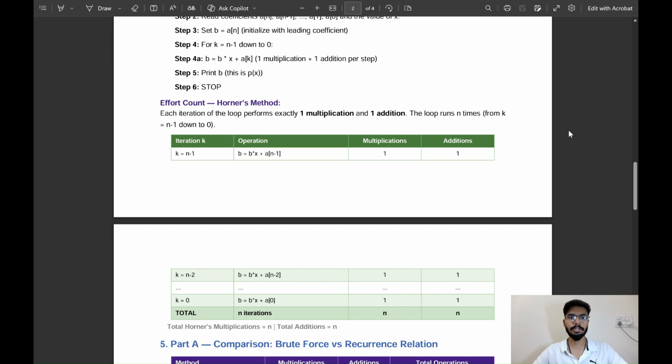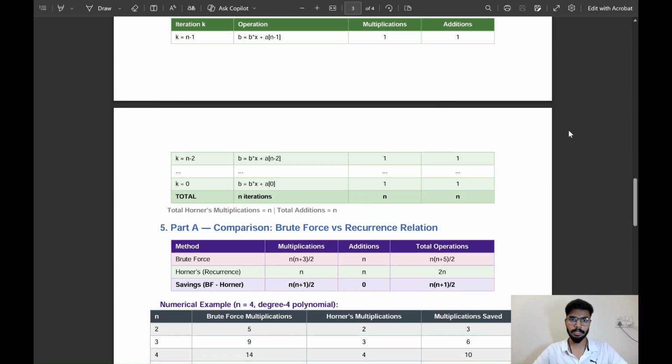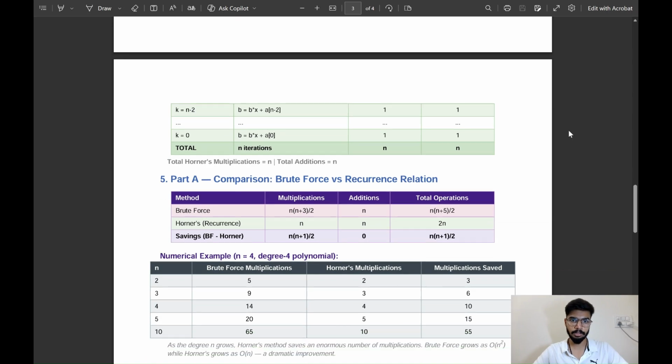In this, each iteration of the loop performs exactly one multiplication and one addition, and the loop runs n times, for k from n minus 1 down to 0. Okay, iteration k: here we will see the operations, multiplications and additions, and you can see in this table from k is equal to n minus 1, k is equal to n minus 2, till k is equal to 0. Here at last we will also see the total.